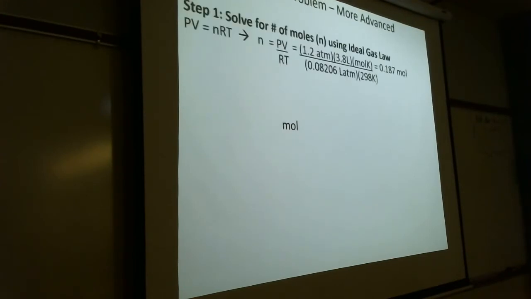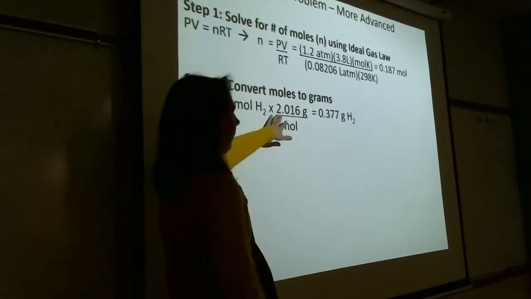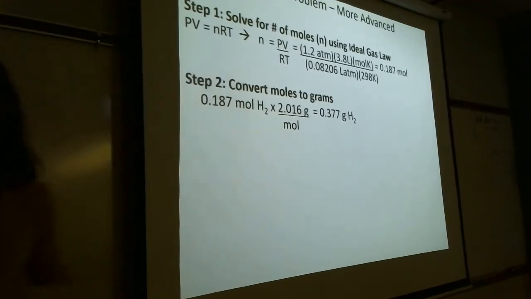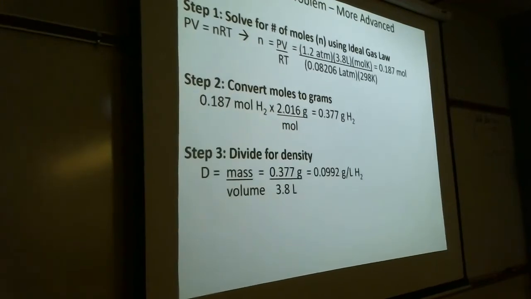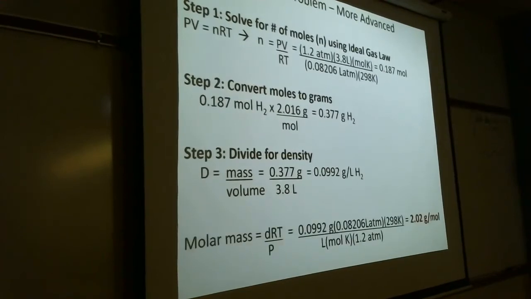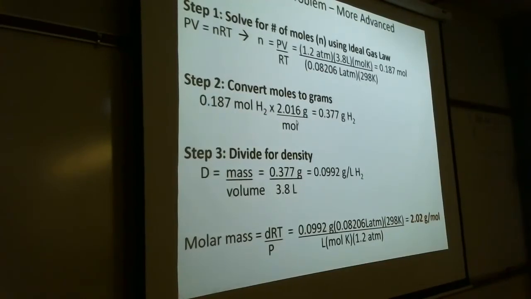So the first thing I'm going to do is solve for number of moles using the ideal gas law. Then I'm going to convert moles to grams. Like I said, I have to use the real molar mass here. That's the only way I can do this. Otherwise, I'm stuck. And then I'm going to divide by the volume. And now I can plug it into dRT over P to get molar mass: 2.02. I came up with 2.02. The actual molar mass is 2.016. So is that a good day in the lab? Yeah. Pat yourself on the back.